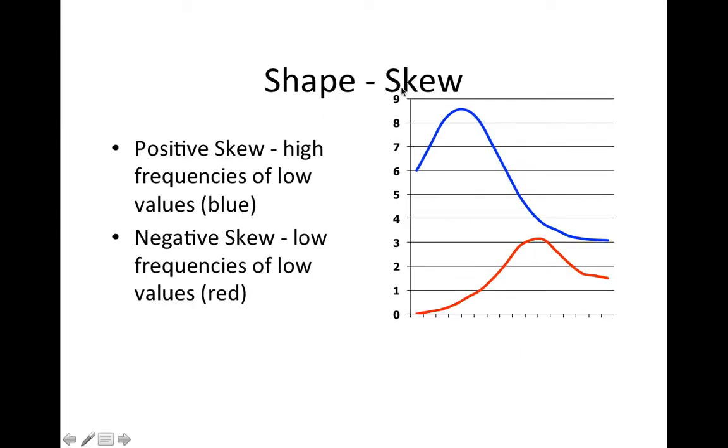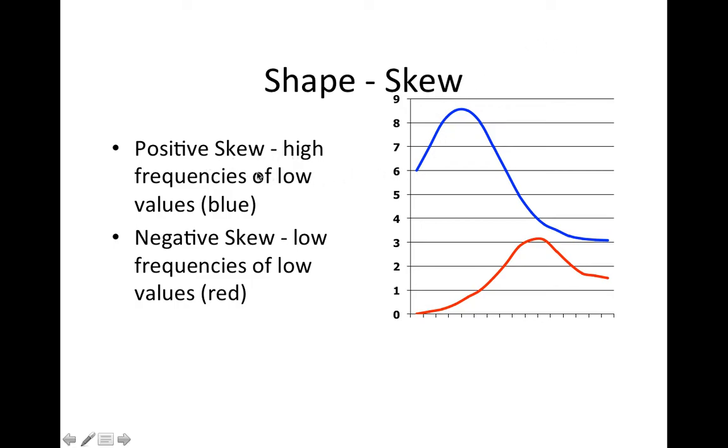Another way we describe frequency and relative frequency distributions is in terms of skew. Skew is a technical term here. I know that we often use the term skew, like his point of view was skewed, or you can skew somebody this way or that way. But in statistics, it actually refers to a technical aspect of the data.